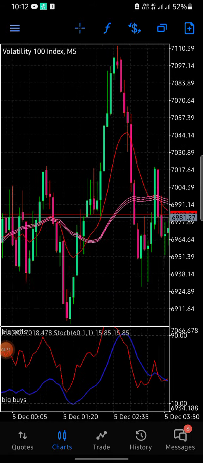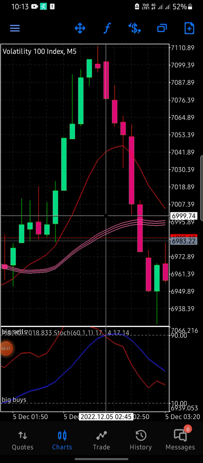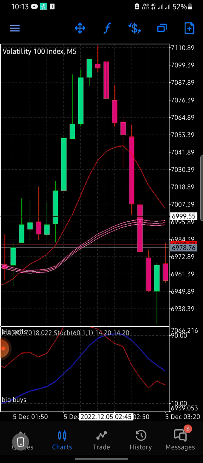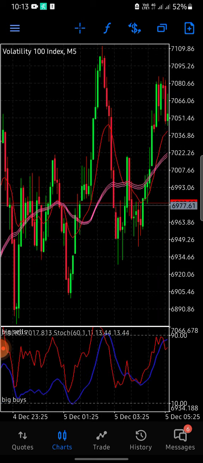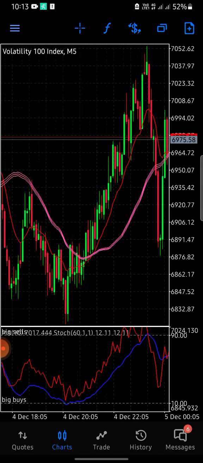Let me just find the perfect spot for you. This spot, you can see they crossed each other there, and then what happened? It started going down. Imagine when they crossed, it was at this point. On the third candle, you are selling, meaning that you were really high and you are going low. You see.